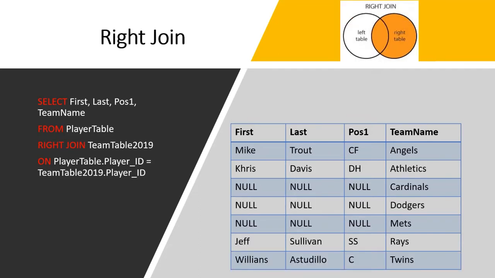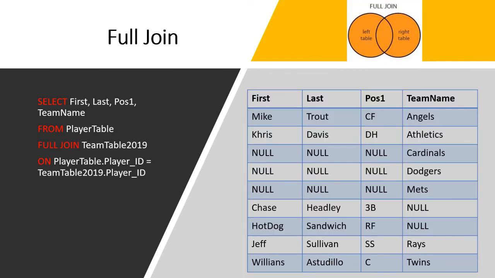Continuing to the right join, as you can see in the diagram above, this will select all records in the right table, regardless of whether there's a match in the left table. So as you can see, the select is still the same, the from, then we say right join team table 2019 on player table player ID equals team table dot player ID. Therefore, all records in the team name table, Angels, Athletics, Cardinals, Dodgers, Mets, Rays, and Twins, will be displayed regardless of whether there's a player tied to it. As you can see, there are three null situations.